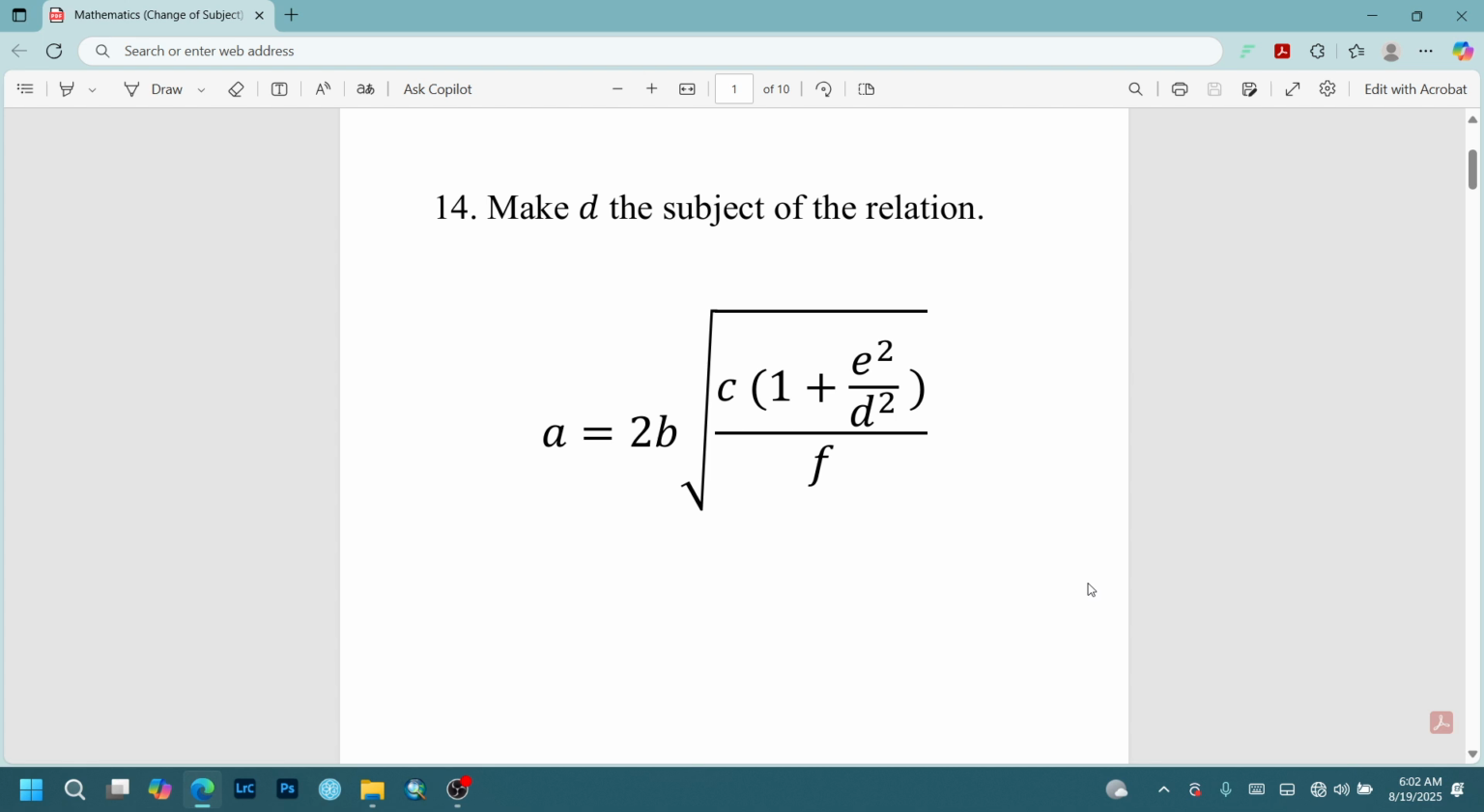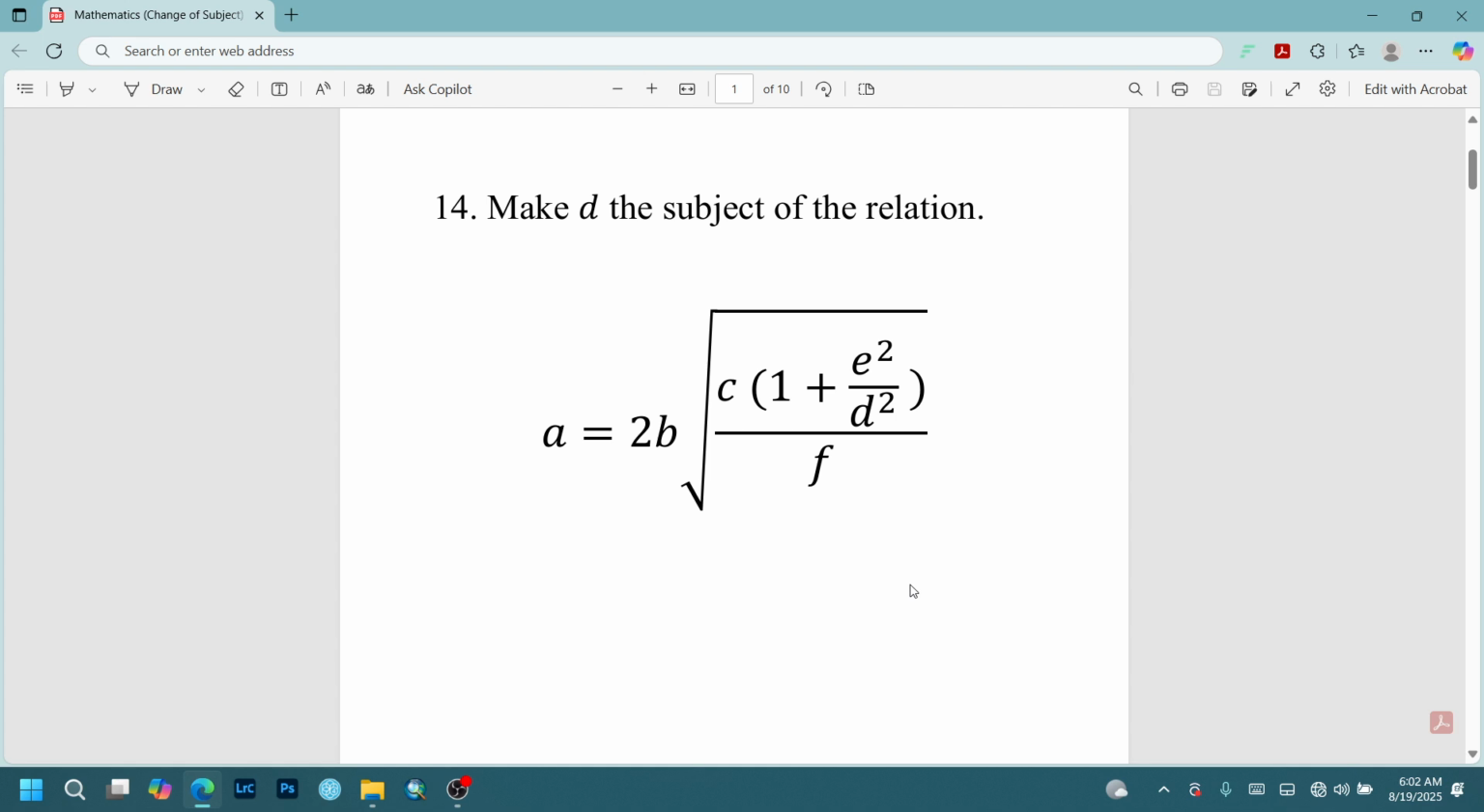In today's series, we would be solving a practical change of subject question in mathematics, right? So let's quickly delve into the series. So we have our question for the day to be: make D the subject of the relation, right?